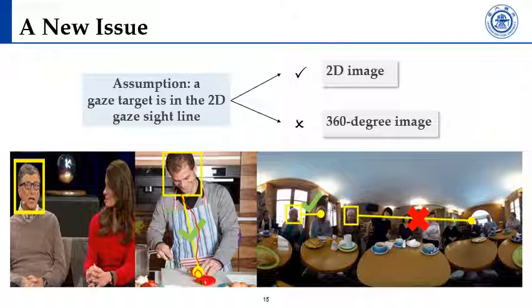However, this is no longer true in 360-degree images, especially for long-range gaze behavior, due to distortion brought by sphere-to-plane projection. You see, for this long-range gaze behavior, this assumption is no longer true. The distortion is severe when the human and the gaze target are far away, while the distortion can be ignored within a local region. So we can still make this assumption for short-range gaze behavior, for example, this one.